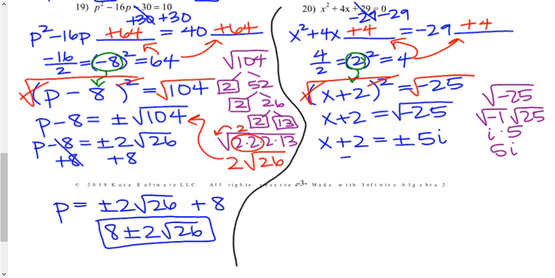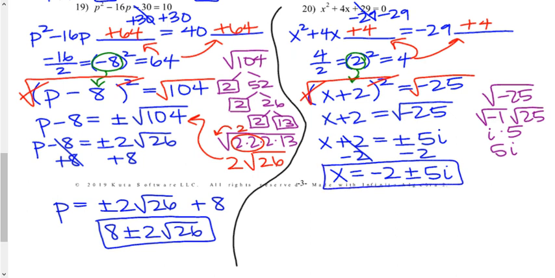Alright, and then subtracting 2 from both sides to get that x by itself, I get negative 2 plus or minus 5i. And I'm done. Okay.